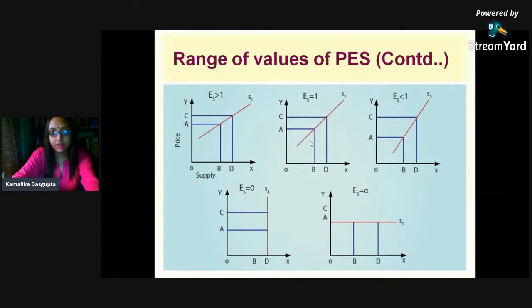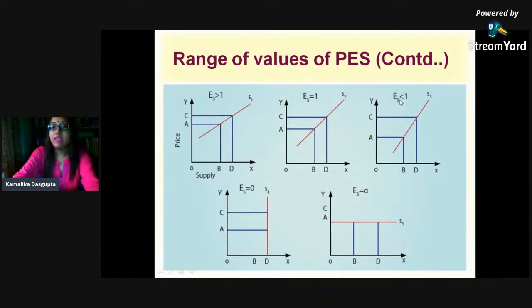Do remember that. Why does it happen? Because percentage change in price is equal to percentage change in quantity. So this BD distance is always equal to the CA distance. That is why this line is a 45-degree line. That is why ES is equal to 1.